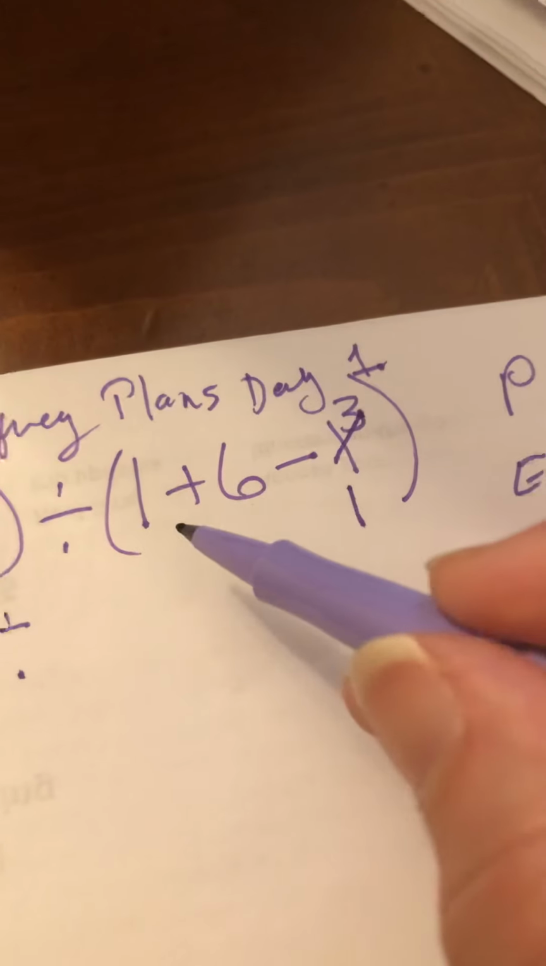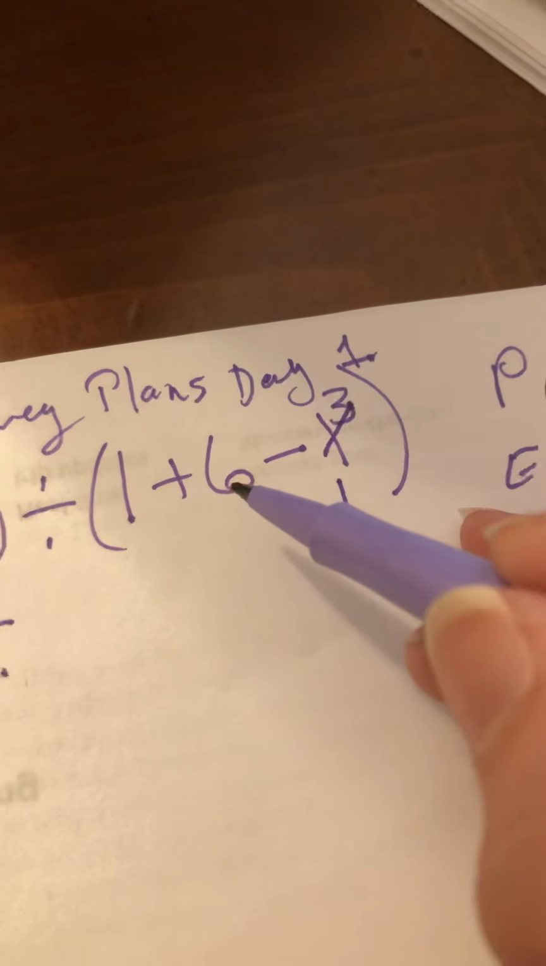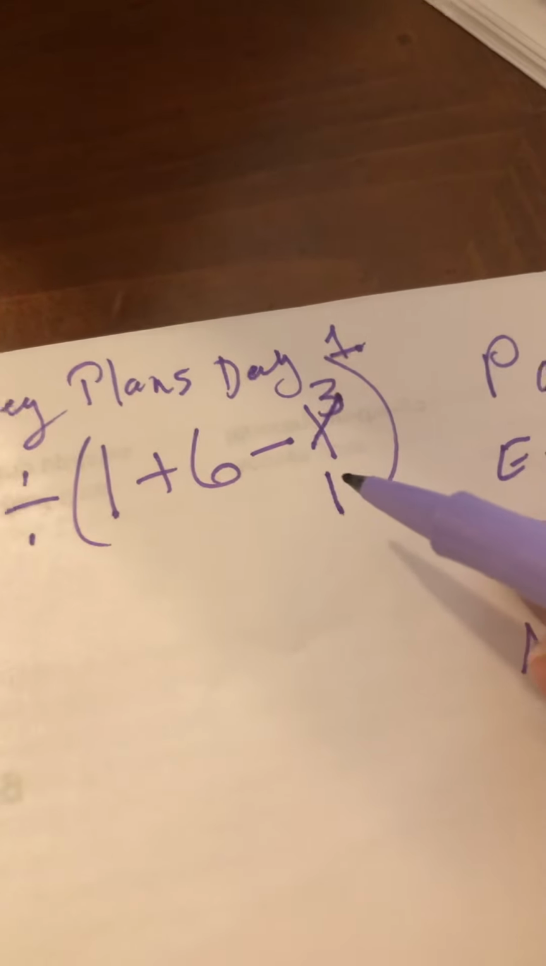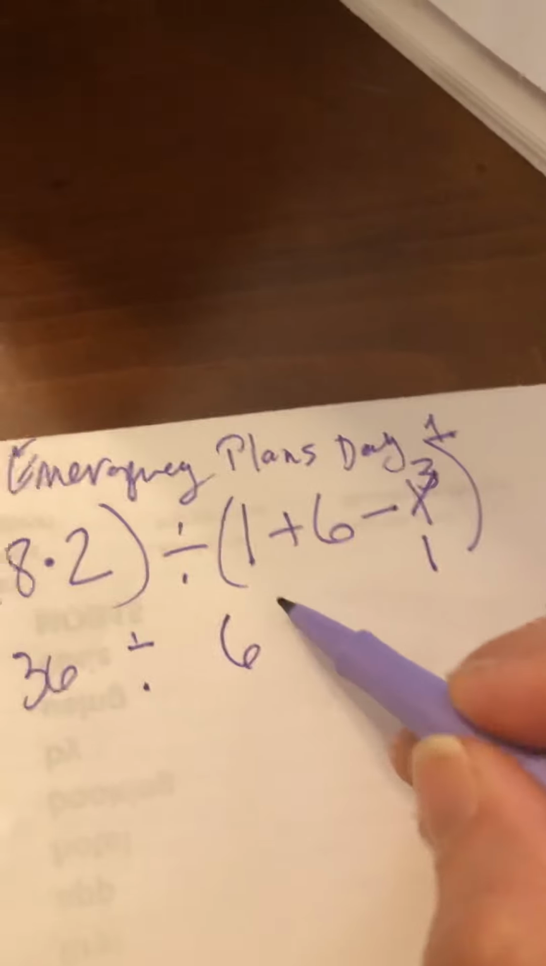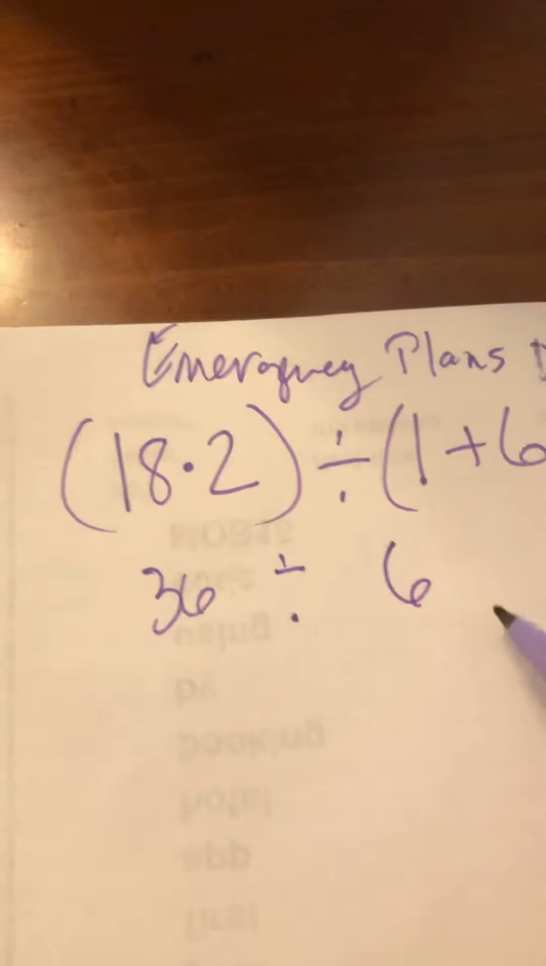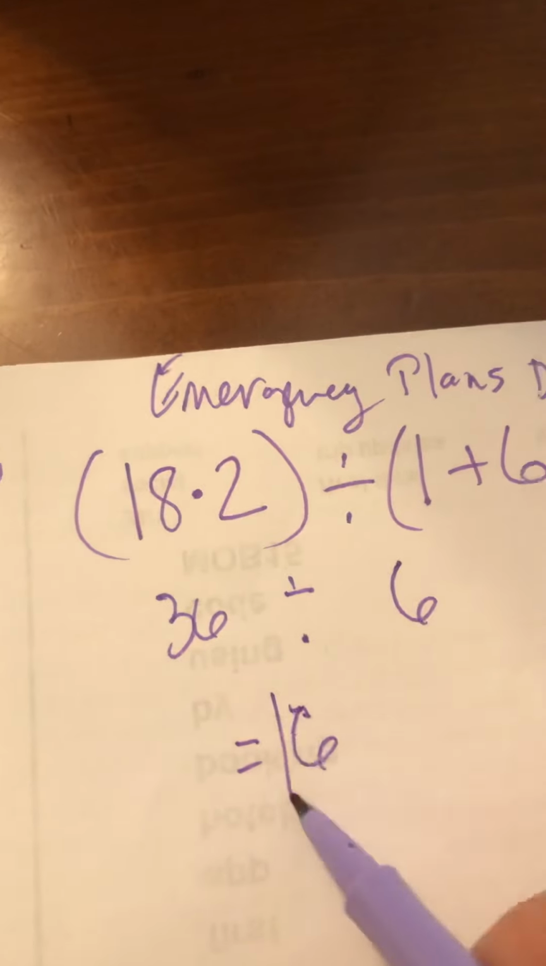Now remember, with addition and subtraction, we go left to right. 1 plus 6 is 7, minus 1 is 6. So we have 36 divided by 6. 36 divided by 6 is simply 6. That's your answer. Yay, us. We got that one. All right.